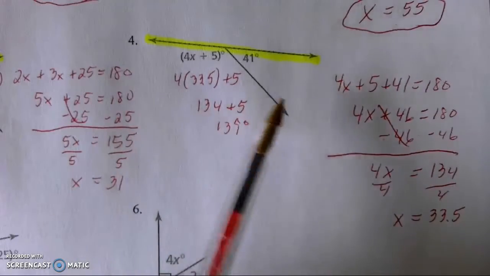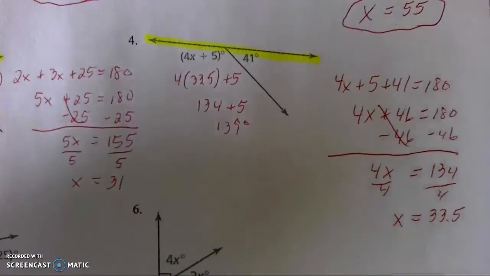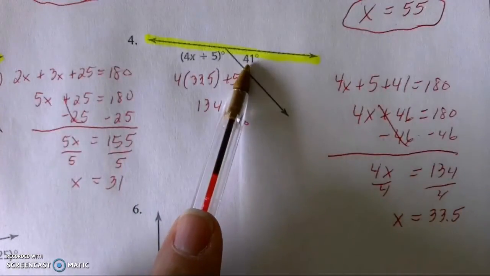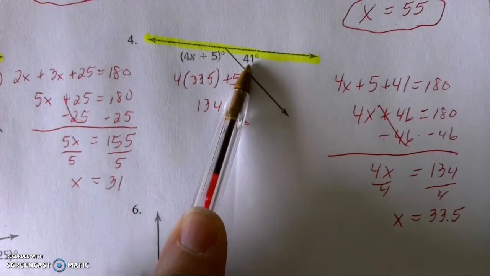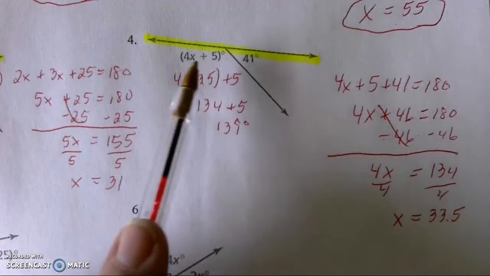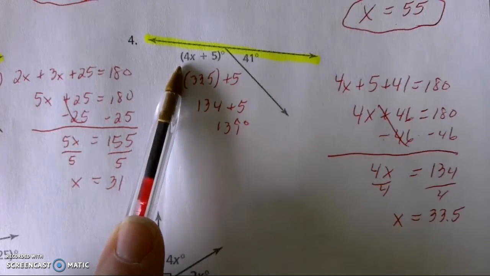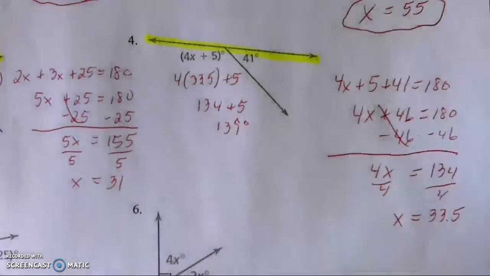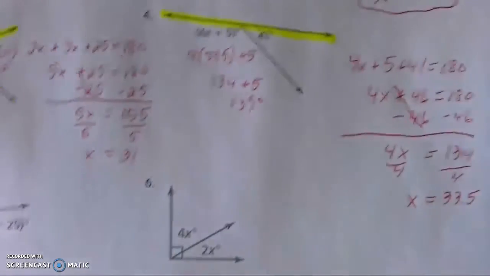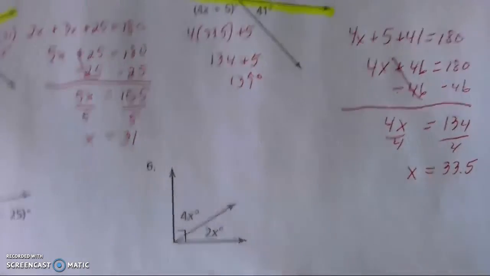Now, there are probably some of you that could tell me at this point, well, if I know that this is 41, could I subtract it from 180 and then set that up equal to solve for x? And the answer to that is yes, you could do that as well. But we're going to kind of stay with the same process. So let's go ahead and look at number 5.